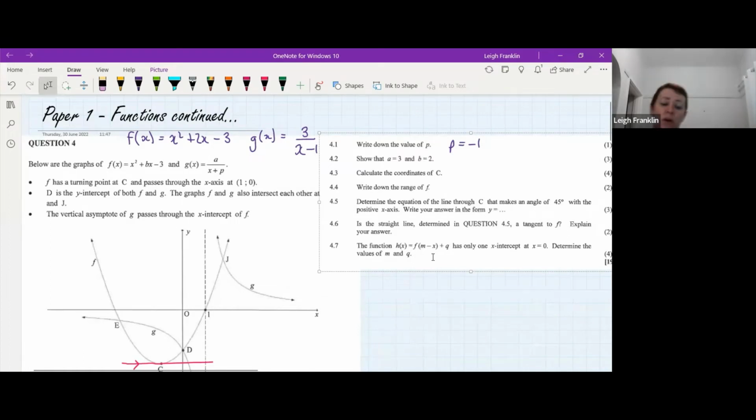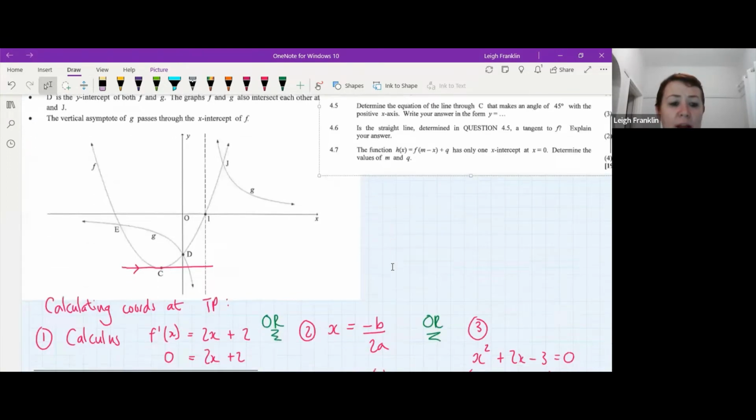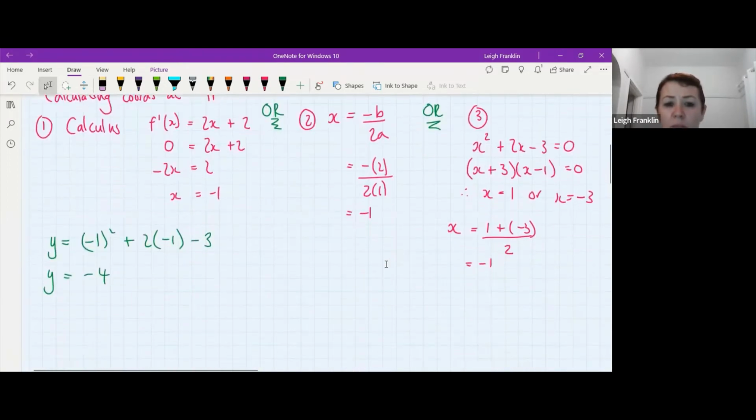Makes sense that they would ask us that after asking us to calculate the coordinates of C. What do you guys think the range should be in this case? What would you say? You can pop it into the chat if you want, or unmute. Y is greater than or equal to negative 4. Okay, good stuff.